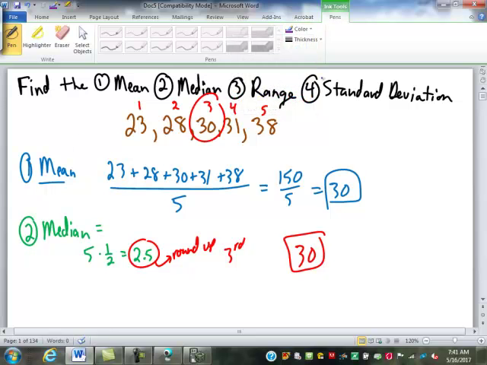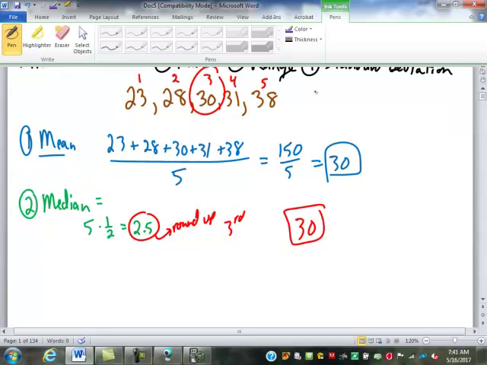I didn't ask for a mode because in this small set... How do you find the mode again? The mode is just the number that occurs the most often. No numbers repeated there, so there's really no mode.